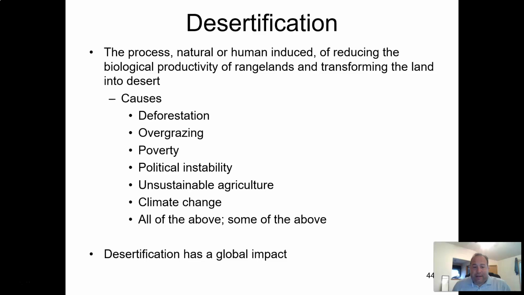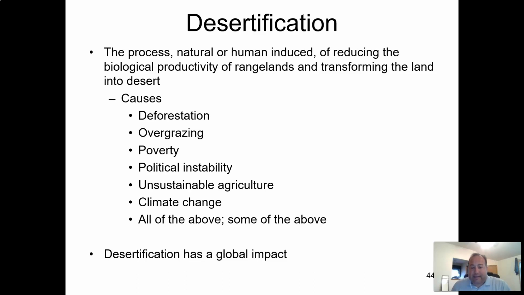Political instability is the same way. You've got a government that comes in every 4 years or every 2 years, or it's changing all the time, and you don't know what they're going to say or what they're going to do, or if they're just going to come take your land and what's going to happen to it. And so that can also be problematic in terms of desertification.